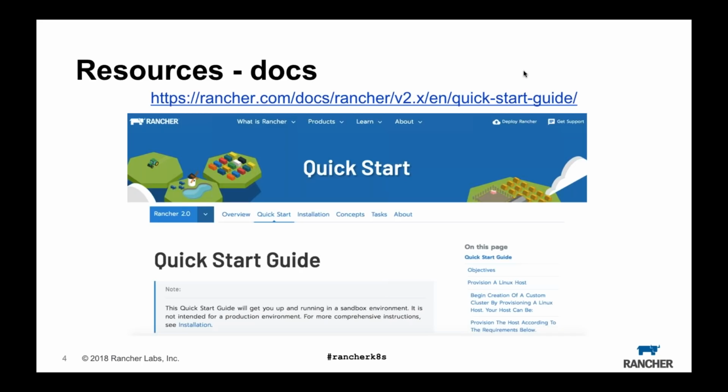If you want to follow along with your own Rancher instance as Jason is going through the demo and provisioning Kubernetes clusters, go to our quick start guide. You'll be able to get up and running with an instance of Rancher in just a few minutes. The way to get to this link, if you're on our website, is to click that deploy button in the top right corner, and you'll be brought to the quick start guide.